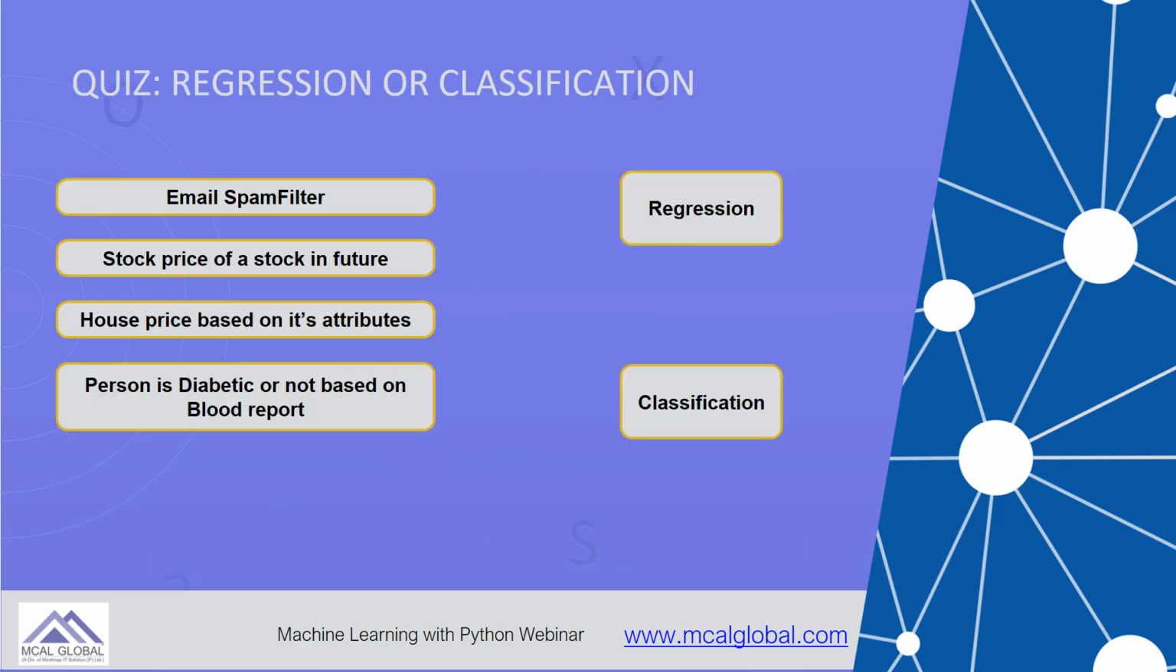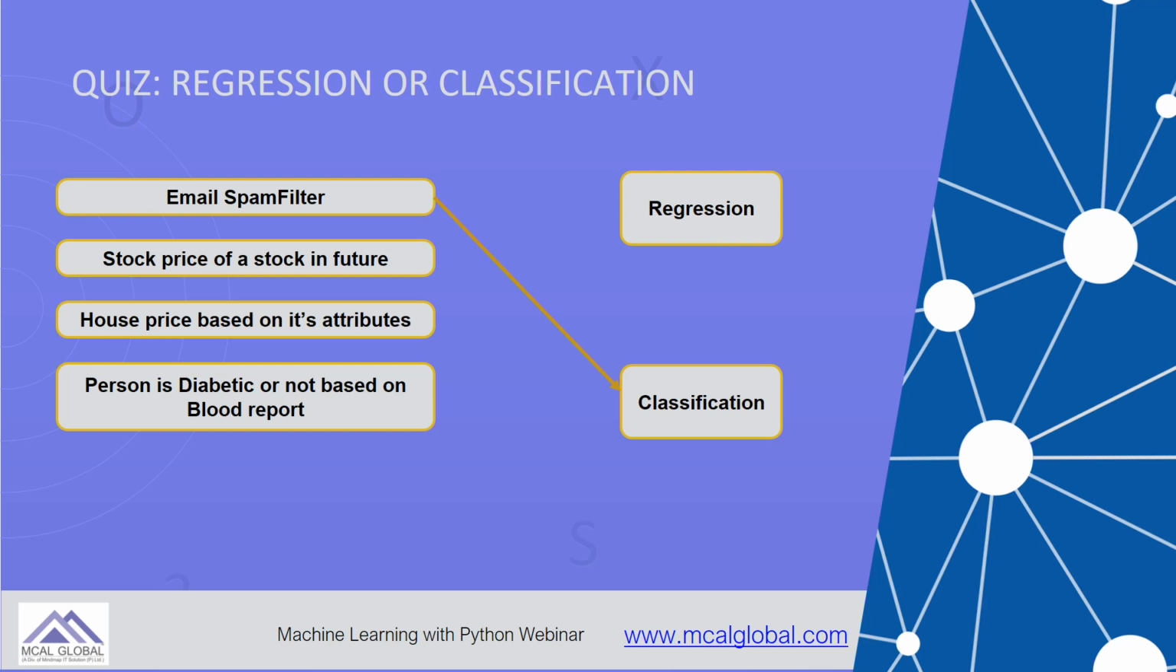Let's do a quick quiz to check how much we have understood the differences between regression and classification. So, email spam filter, is it a regression or a classification problem? It's a classification problem because the outcome is spam or not spam. It's a list of values, so it becomes classification.